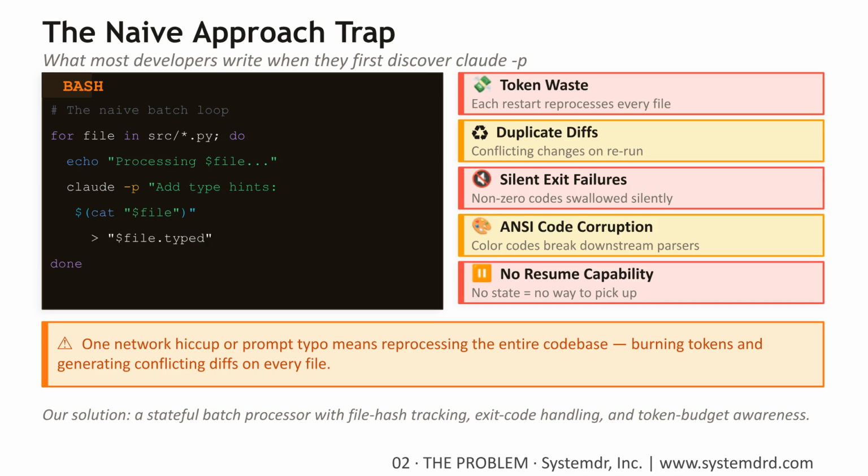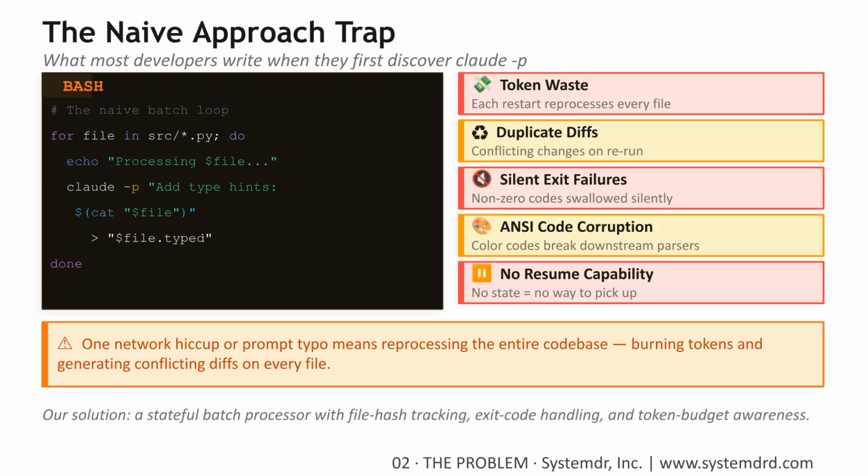Let us walk through each failure mode so you understand exactly why they occur. Token waste. Every time this script runs, it processes every file from scratch. If it crashes on file 50 of 200, you restart and process files 1 through 49 again. Those tokens are gone. There is no mechanism to remember what has already been done.